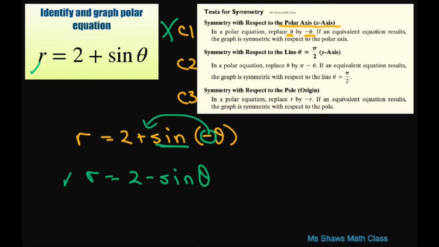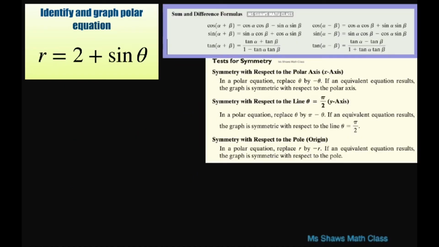So let's see if it's symmetric with respect to the line theta equals pi divided by 2, i.e. the y-axis. All right, so let's write r first. r equals 2 plus, and we're going to substitute in our theta with pi minus theta. So this is going to be sine of pi minus theta. Now, if we get back to the same equation, the test will be good. If not, the test will fail.